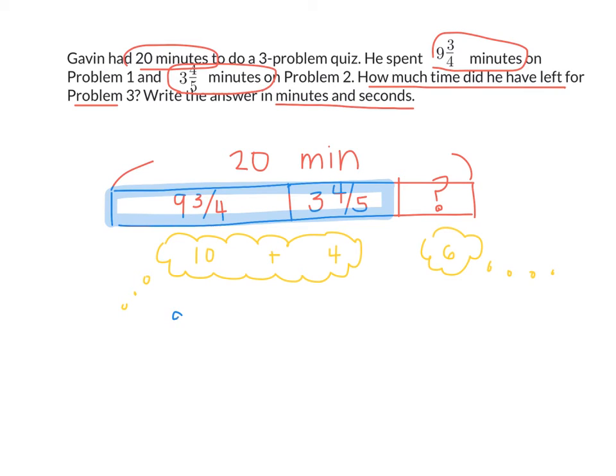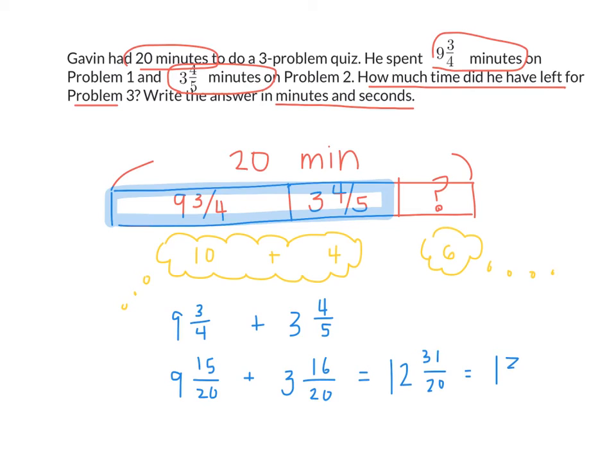So we have to do 9 3/4 plus 3 4/5. Again, do we have common units? No. But what would my LCD be? 20. Again, good. So 9 3/4 is the same as 9 and how many 20ths? 15/20. Just like before, good. And 3 4/5 is the same as 3 and? 16/20. Oh, look at the same numbers. Okay, so that's going to be what? 12 and 31/20, which is? 13 11/20. So how much time has he used up already? 13 and 11/20 minutes.